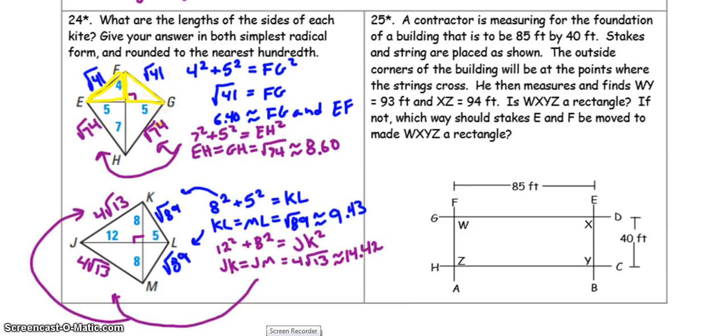Here are the remainder of the calculations for both of the kites in this problem. Remember, one leg squared plus the other leg squared equals the hypotenuse squared. That's the Pythagorean theorem. We'll leave question 25 for the next video because it's a little more involved.